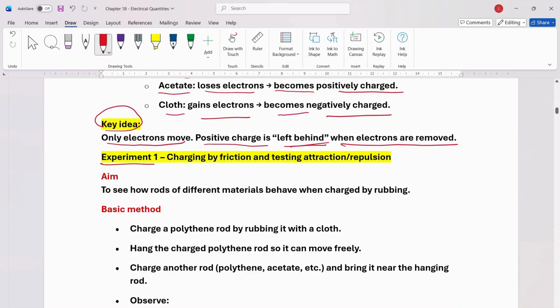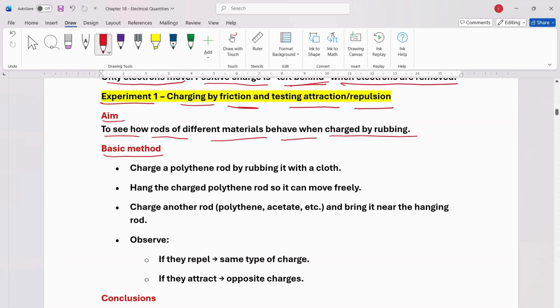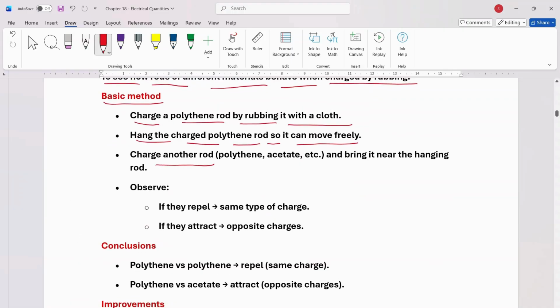Let's consider experiment number 1, charging by friction and testing attraction and repulsion. The aim is to see how rods of different materials behave when charged by rubbing. Basic method: charge a polythene rod by rubbing it with the cloth. Hang the charged polythene rod so it can move freely. Charge another rod, polythene, acetate, etc., and bring it near the hanging rod. Observe: if they repel, they have the same type of charge, and if they attract, they have opposite charges.